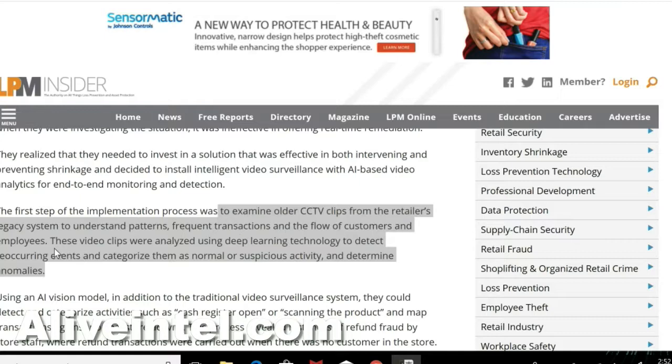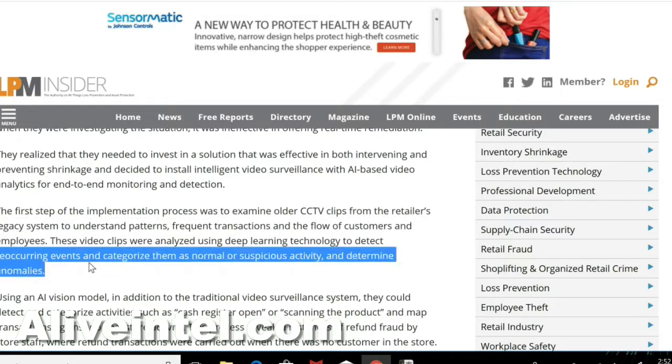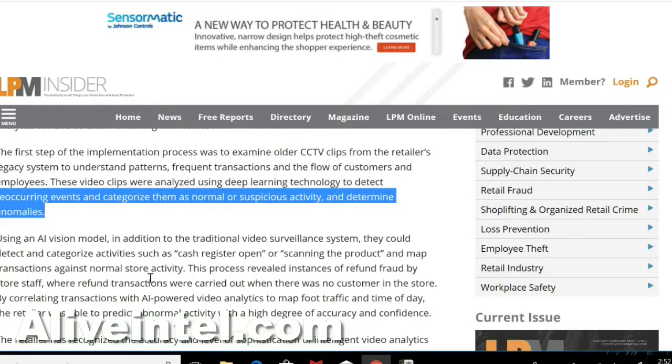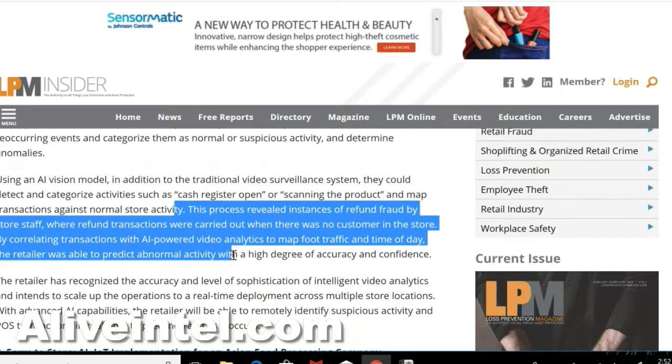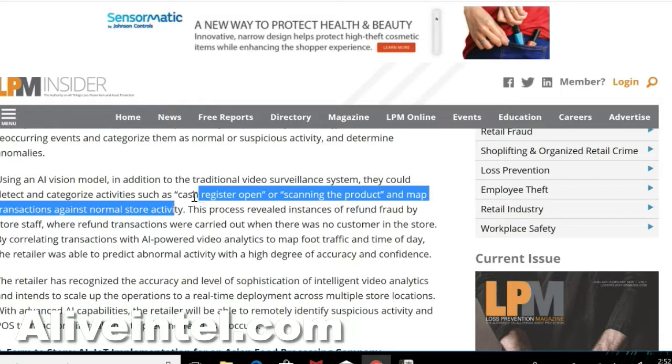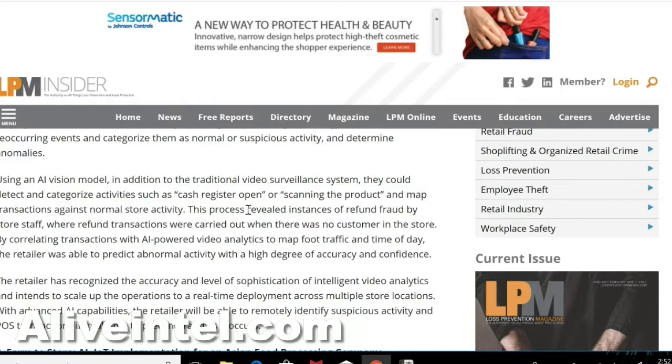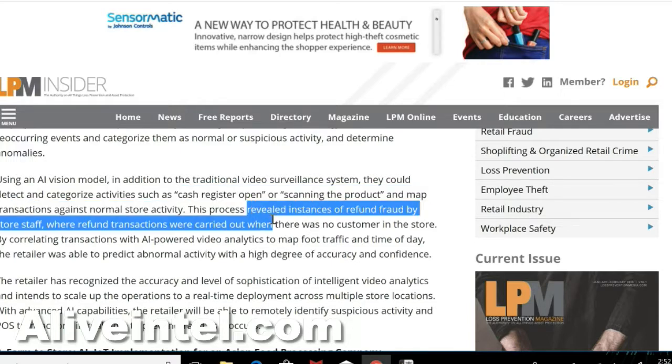The clips were analyzed using deep learning or AI technology to detect recurring events and categorize them as normal or suspicious. For example, it would determine, is the cash register open, or are you scanning a product, right, against normal store activity. As a very simple thing, it would reveal instances of refund fraud where refund transactions were carried out when no customers were in the store, right? It sounds like a very simple thing. Think about it. It's obviously fraud if an employee is giving a refund when there's nobody in the store.